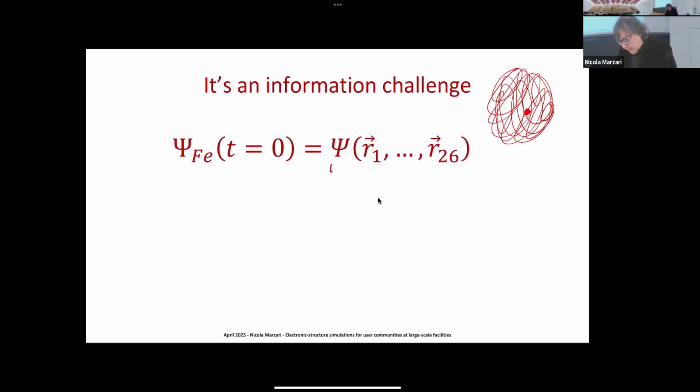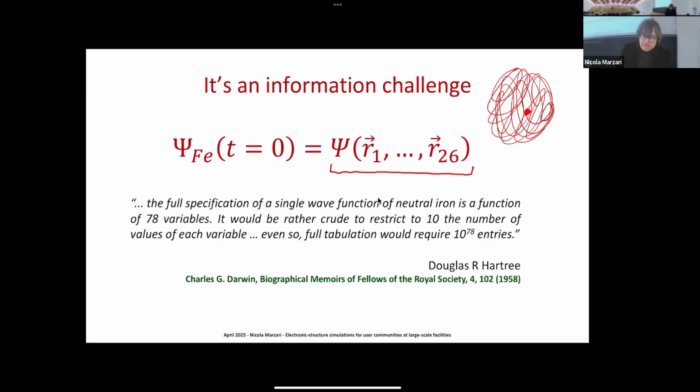And sadly, the wave function of 26 electrons is a function of electron number 1, electron number 2, up to electron number 26. And in 3 dimensions, this means that this is a function of 78 variables. Okay. And a function of 78 variables is impossible to manage.